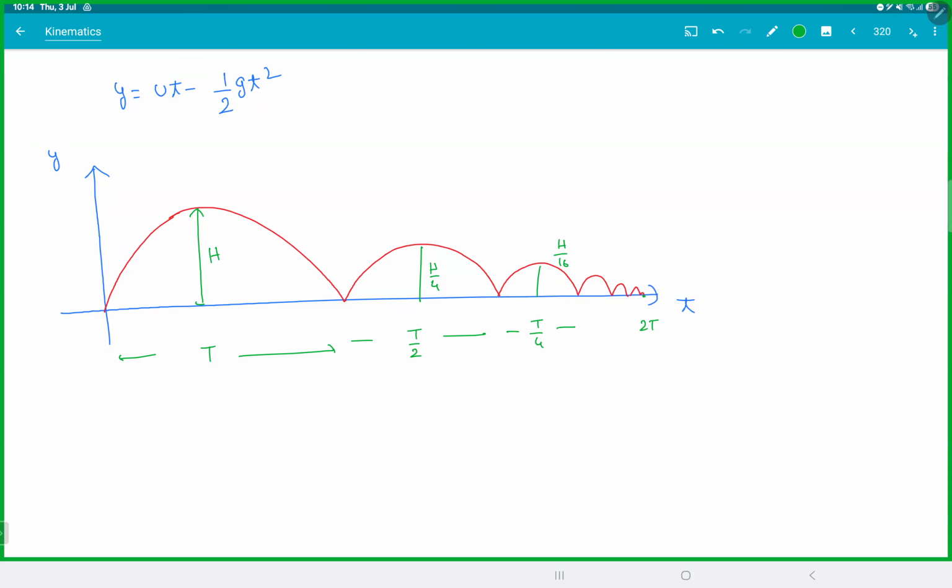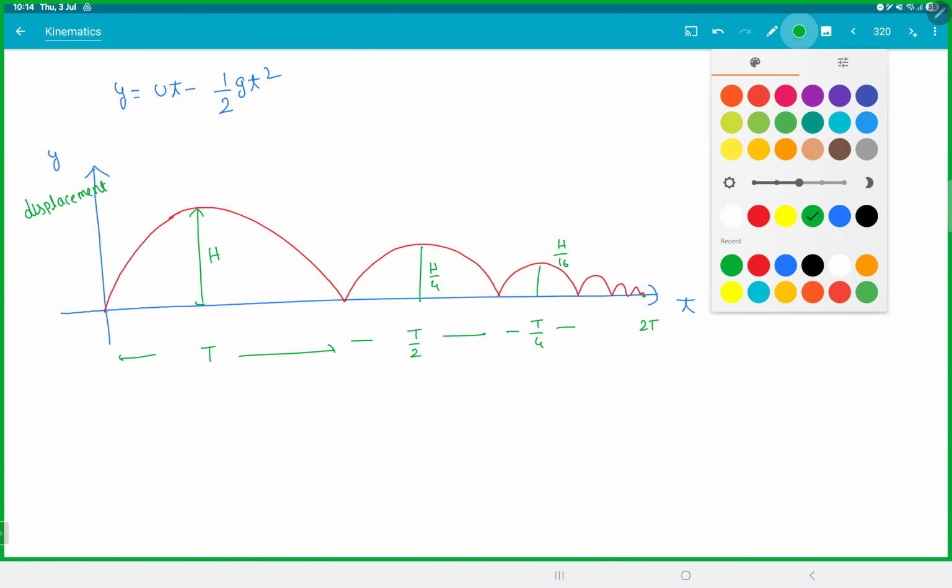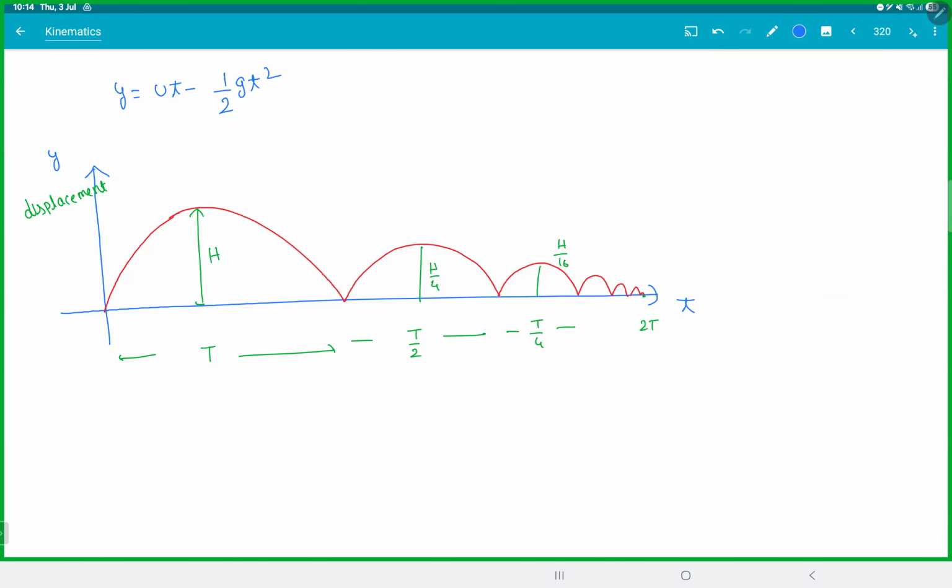Can you draw the distance time graph? And remember this, anytime they ask you to draw a distance time graph, you need to draw the displacement time graph first. Using this graph, can you draw the distance time graph? Think, I'll give you a minute.